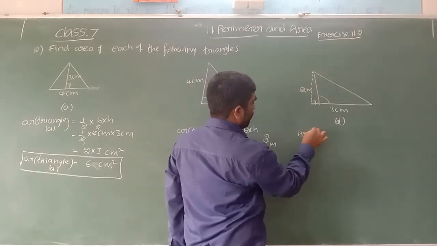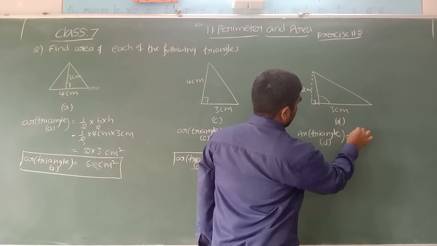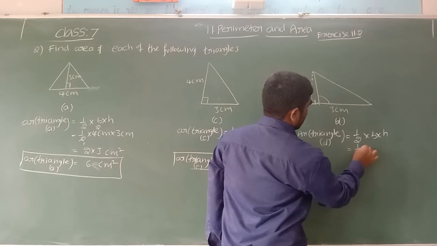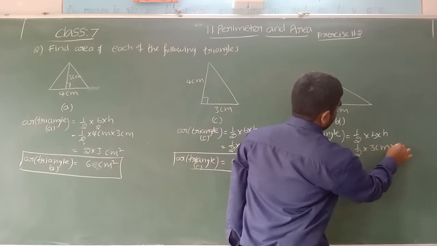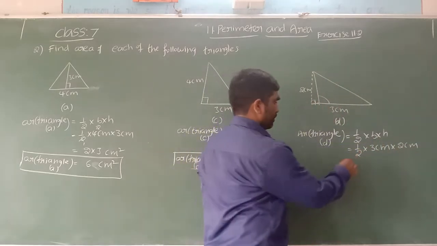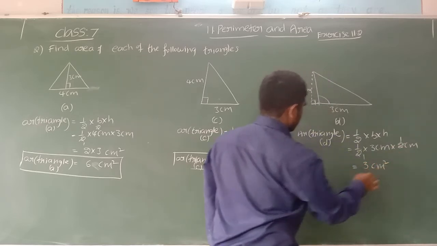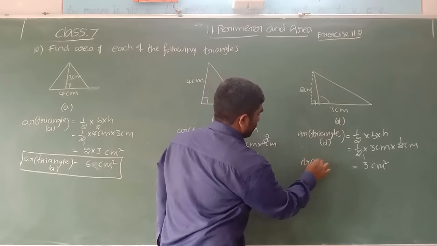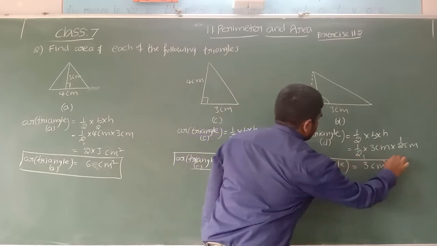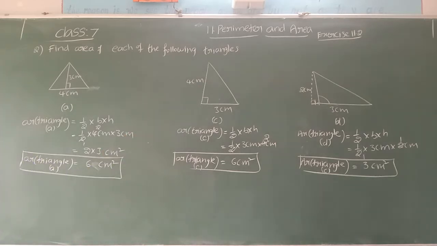So now we write the area of triangle D. Area of triangle D is equal to, the formula is half into base into height. The base of this triangle is 3 centimeter and the height of this triangle is 2 centimeter. So these both have a common factor, which is 2. 2 1s are 2, 2 1s are 2, is equal to 3 square centimeter. So here we get the area of triangle D, which is 3 square centimeter. So like this you can find the area of different types of triangles.